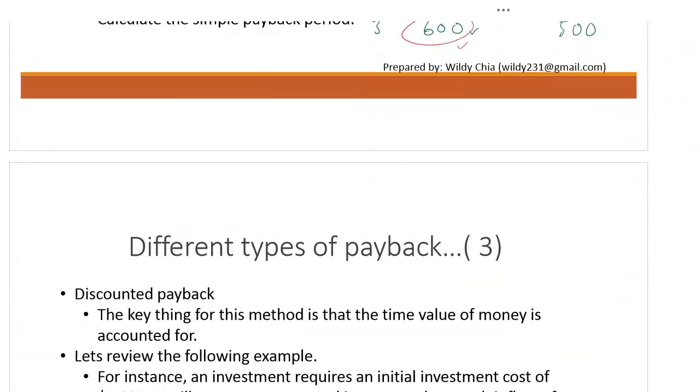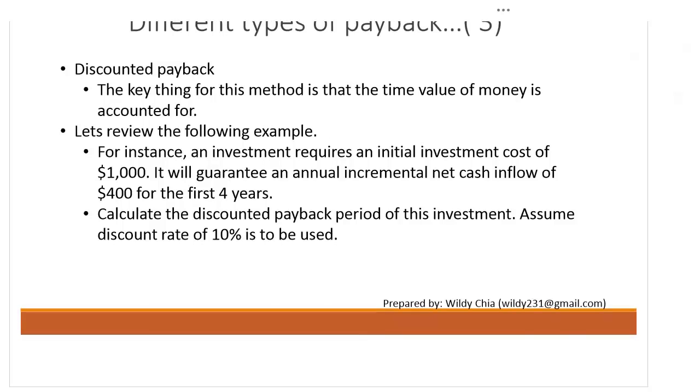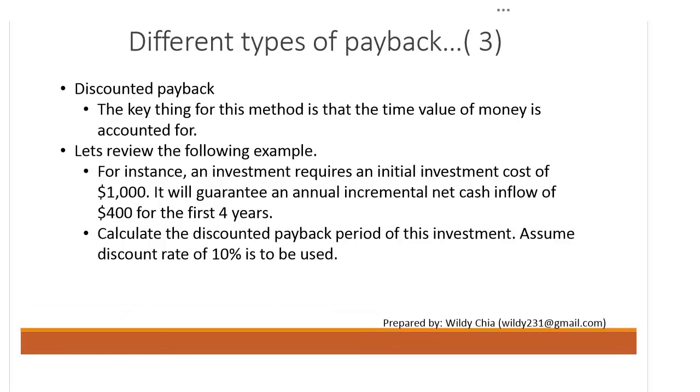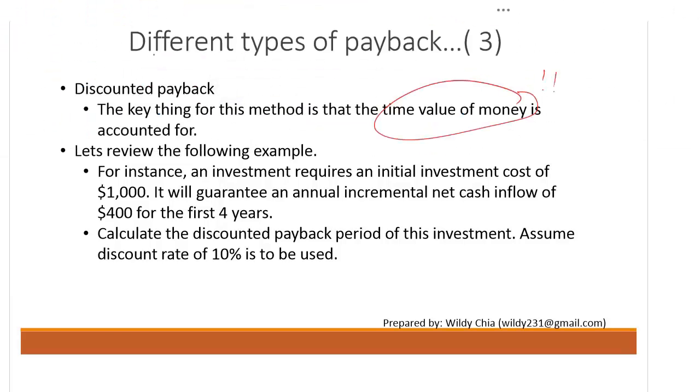Okay, let's come to the discounted payback method. This discounted payback method differs slightly from the normal payback, which is the simple payback method, because in discounted payback, the time value of money is accounted for. If I say accounted for, what do I mean? It means that we actually find out the discount rate, and we go on and find out the present value of the cash flows. So let's use an example here and see how it's done.